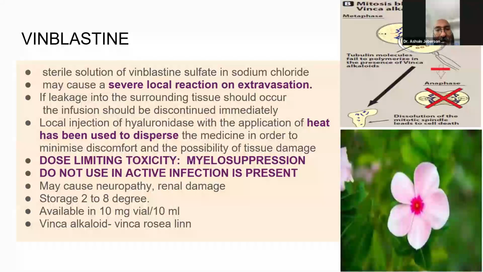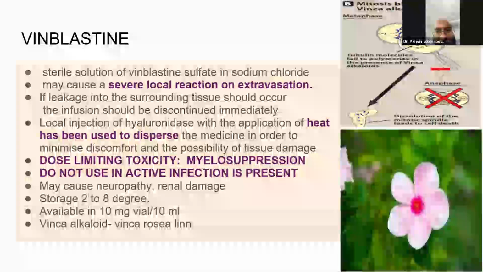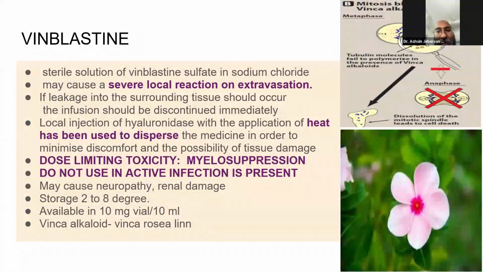So vinblastine is part of the vinca alkaloids, which are isolated from the periwinkle plant. Normally the role of vinblastine in sarcoma is in cases of desmoid tumors, and sometimes in Kaposi sarcomas. The main thing here is that we have to give it in 50 ml NS, or in a running NS over 10 minutes.